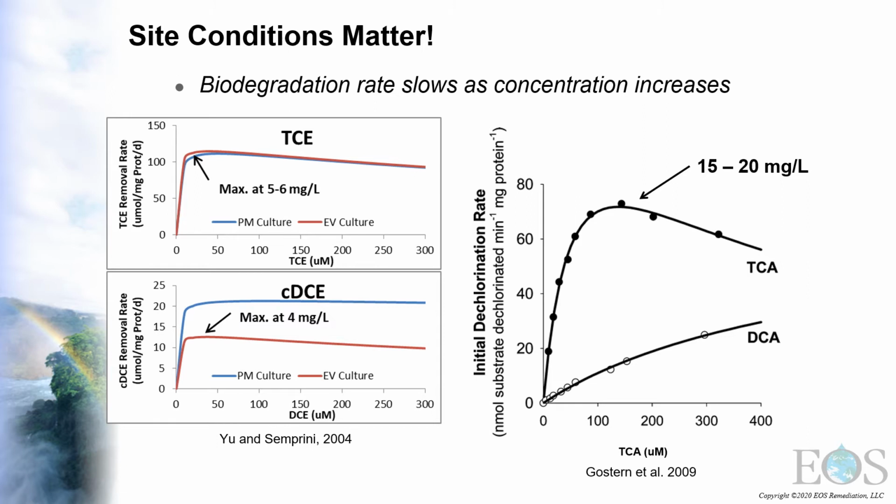And the same thing is true with TCA. When you get TCA above, say, 15 to 20 milligrams per liter, same thing happens. You're still degrading it, but you're degrading it much slower, or less efficiently, than you would have if the concentration had been lower.